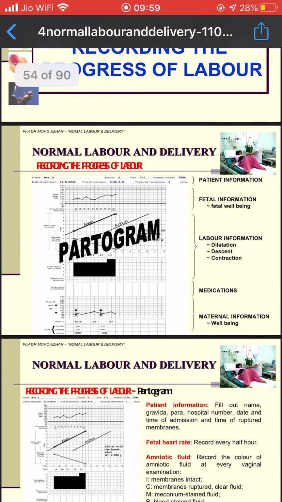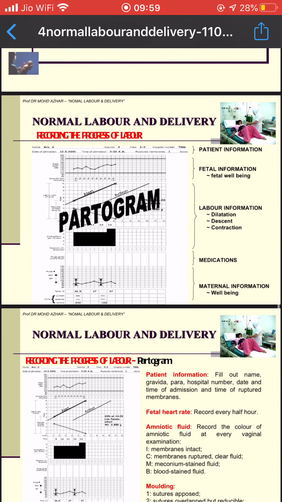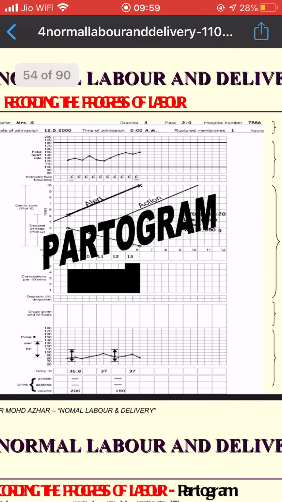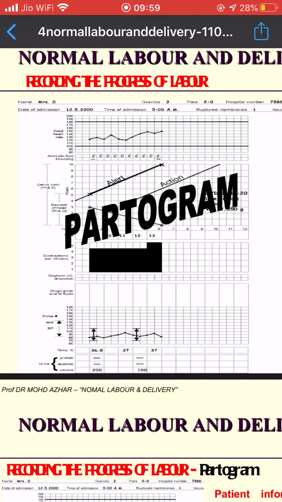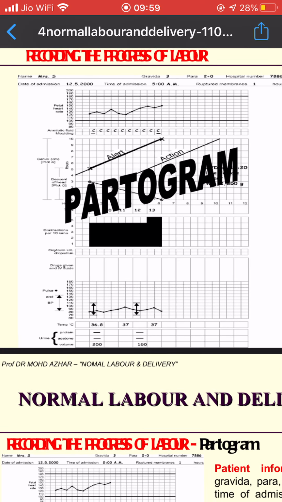So here you can see how you record the progress of labor. This is a partogram where on the first half you are going to be monitoring the fetal heart rate. You can see the figures on the side, 100, 110, on the left hand side, and then you have the alert line and action line. You chart the dilatation and you see the progress of it. This is the alert line, action line.